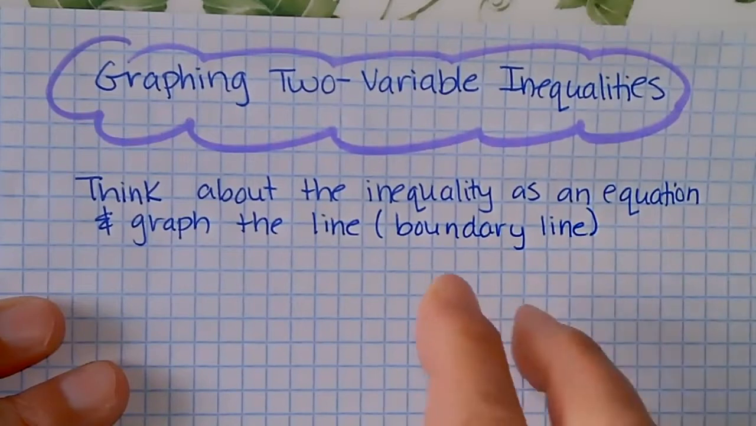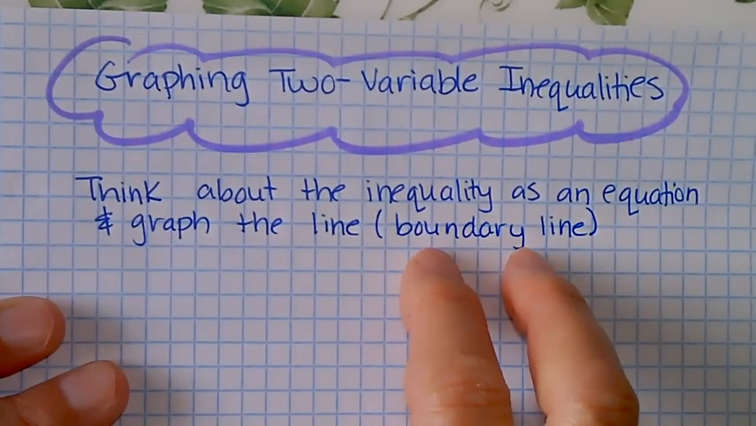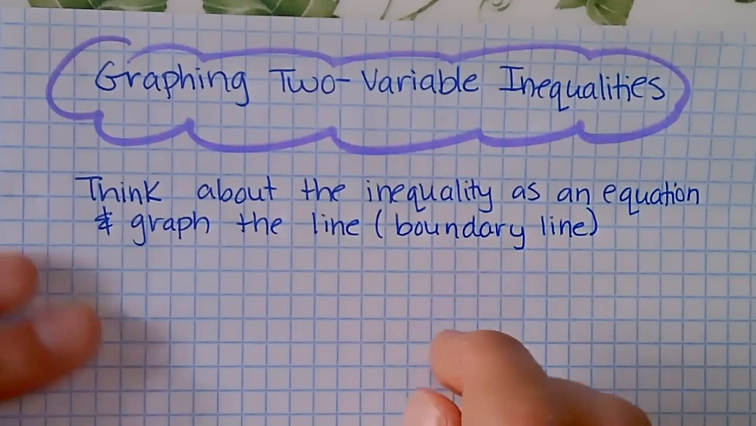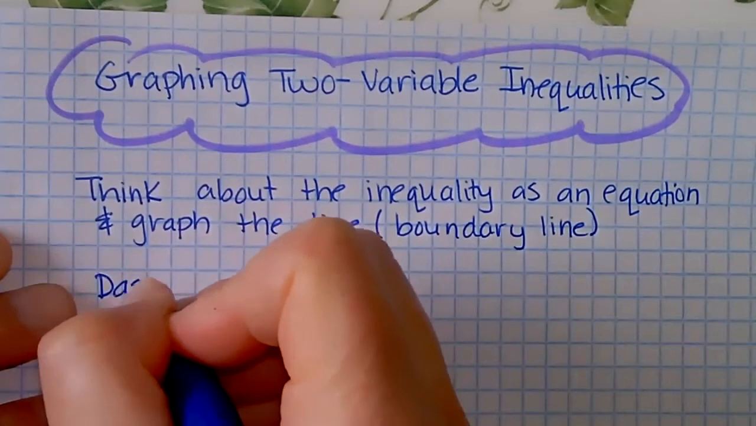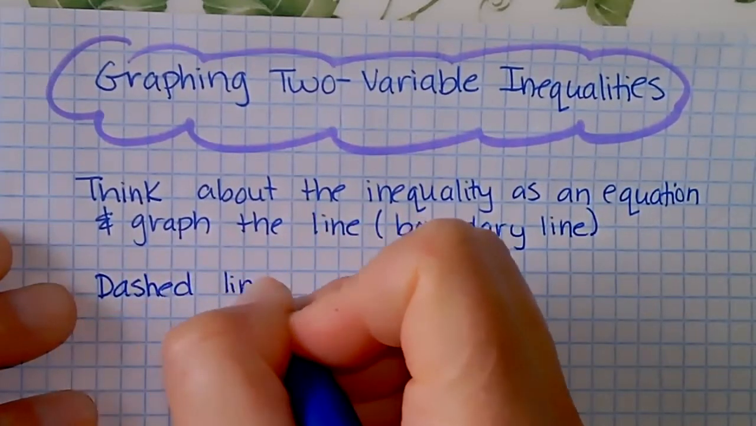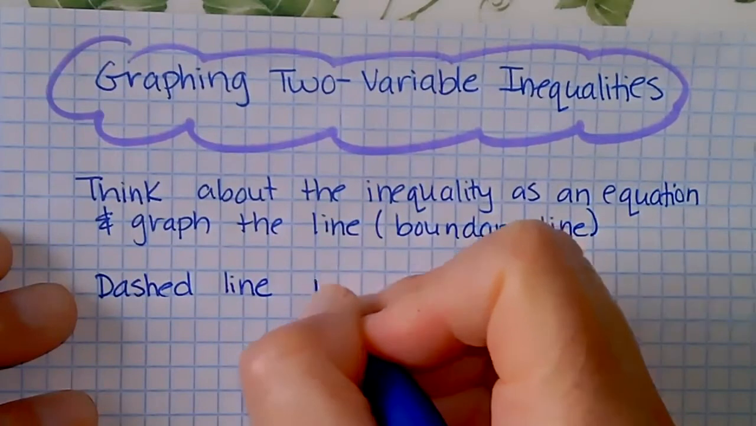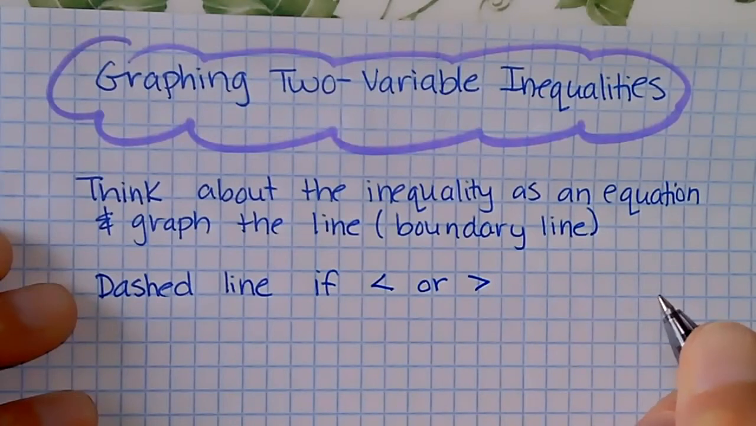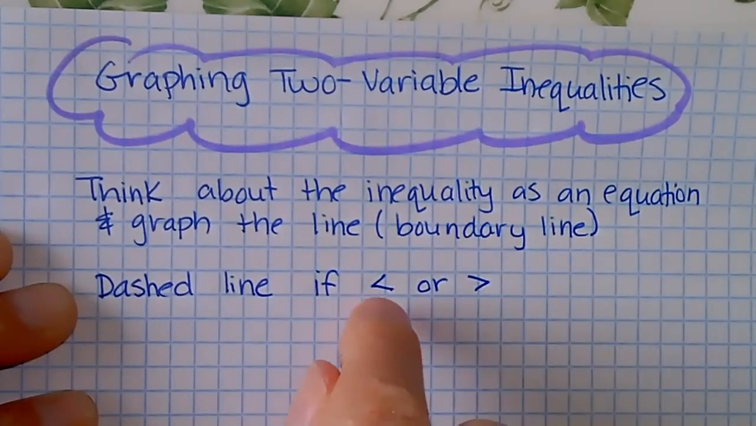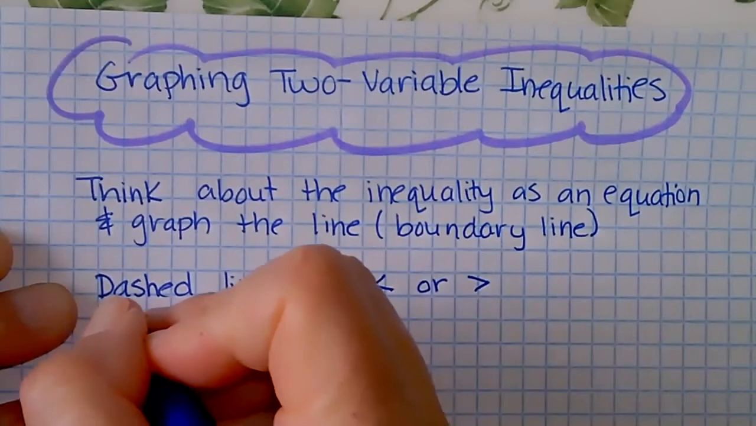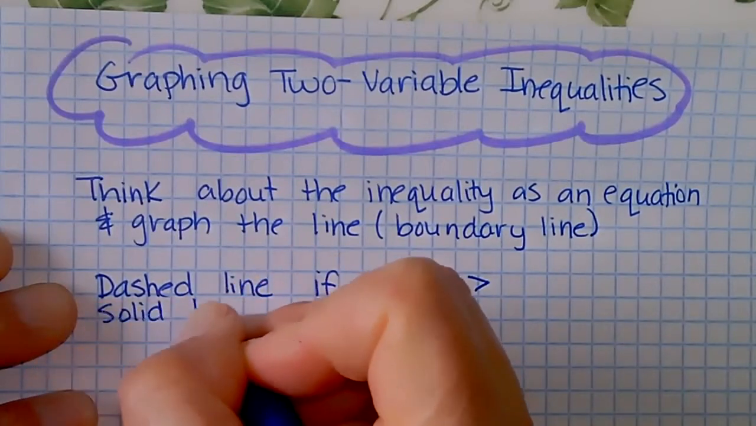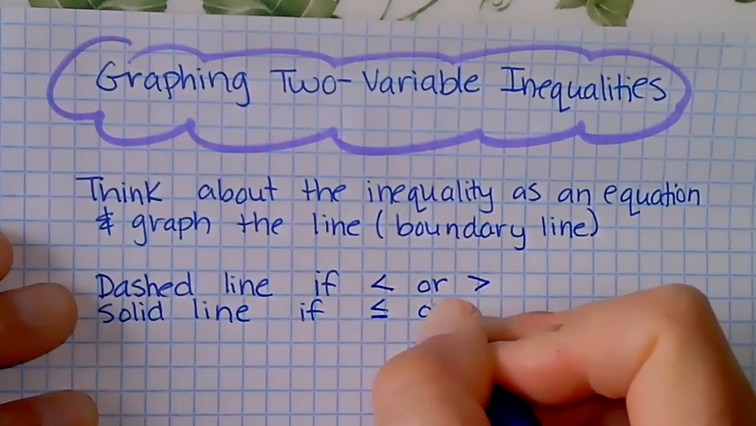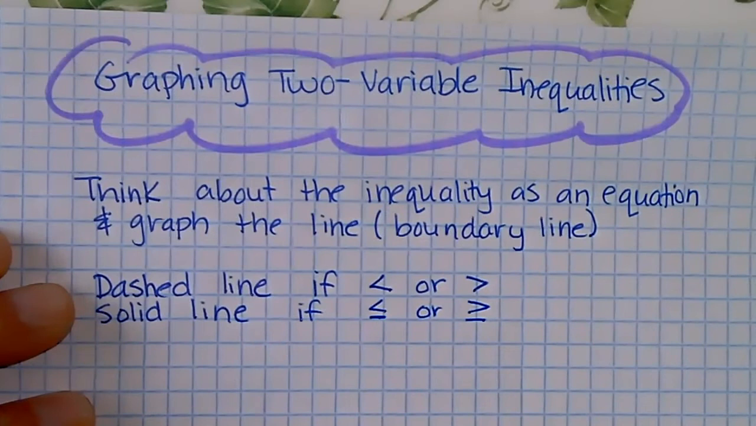And instead of having an open circle or a closed circle as a boundary point, we're going to have a dashed line or a solid line. The dashed line is if we have less than or greater than. That's going to be a dashed line if we do not have the equal. It's going to be a solid line if you have less than or equal to or greater than or equal to.